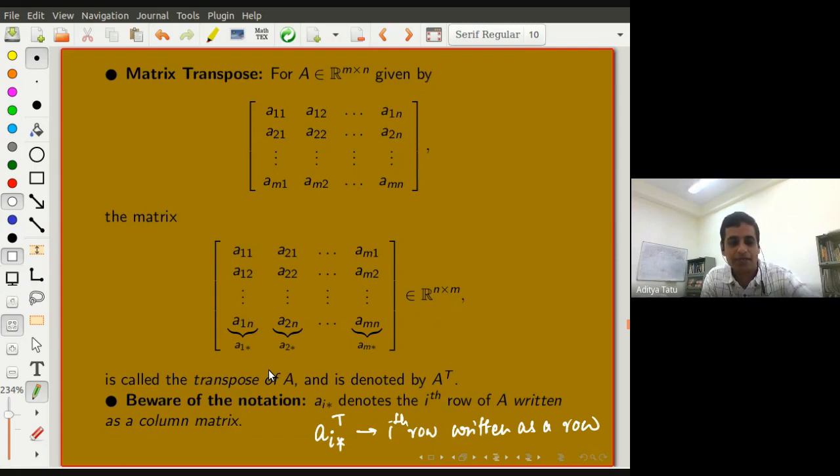Let's see. Okay, so I think we'll stop here for today. We'll look at the column spaces of the transpose of the matrix, the null spaces of the transpose of the matrix, and we'll also see that row rank is nothing but the column rank of A transpose, which has to be the same as the column rank of the matrix. That is what we will discuss in the next class on Friday.